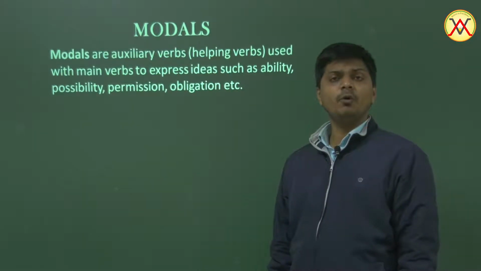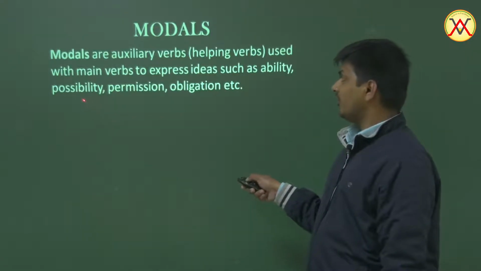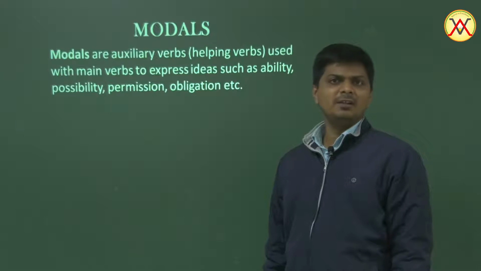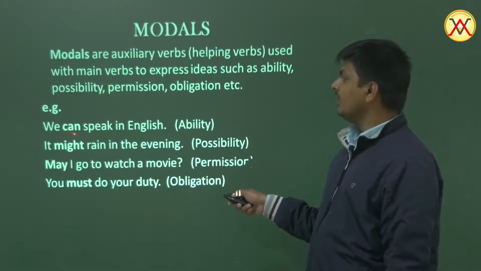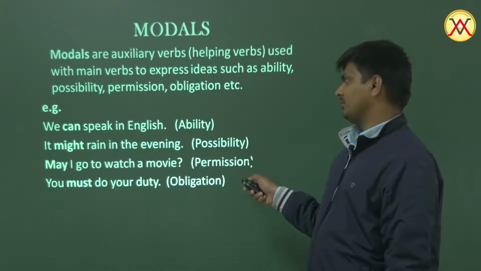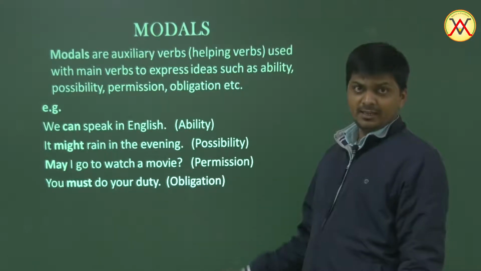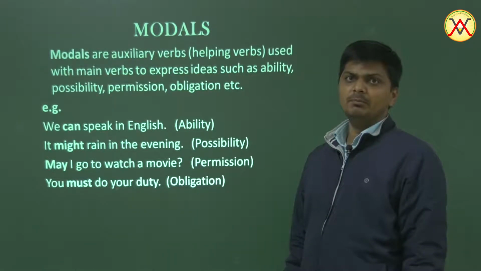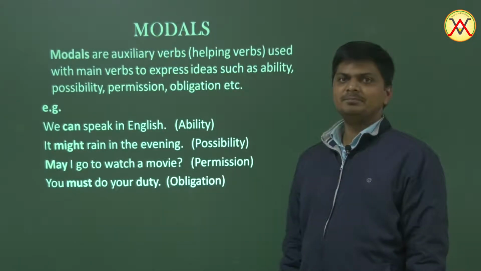And what are they used for? Well, they are used to express ideas like ability, possibility, permission, obligation, and a number of other things that we'll see shortly. Look at these examples. We can speak in English. Speak is the main verb here. Can is a modal auxiliary or modal helping verb. It is helping speak, the main verb, and it is expressing the idea of ability.